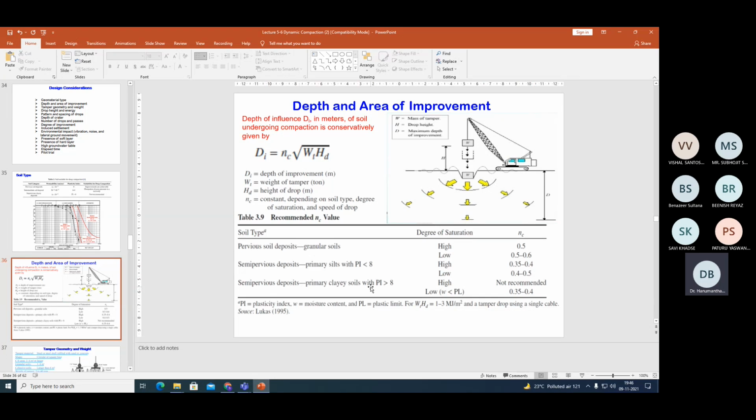Semi-pervious deposits, primary clays with PI greater than 8: the technique is not recommended, but if it is low, then 0.35 to 0.4. So after identifying the soil type, pick up the value of the NC. Once NC is known, put that in this equation, that is DI is equal to NC into square root of Wt into Hd. So I know the NC depending upon the soil type. I have already fixed the weight of the tamper, and I have already fixed the height of the drop. So I can calculate the depth of the influence.